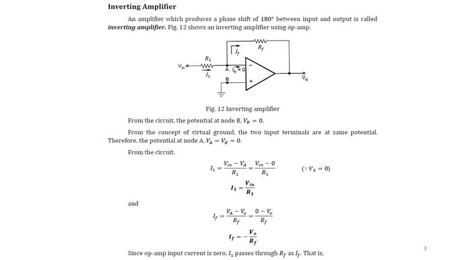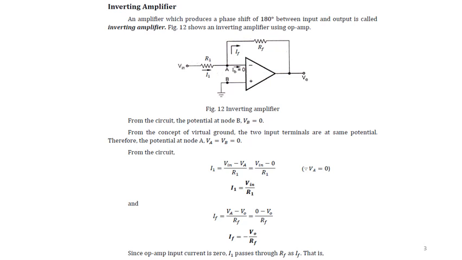Now from the concept of virtual ground, that is, the two input terminals are at the same potential, therefore the potential at node A is also equal to 0, because the potential at the non-inverting terminal, that is at node B, is 0. If I consider, VA is equal to VB is equal to 0. This is called the virtual ground concept.